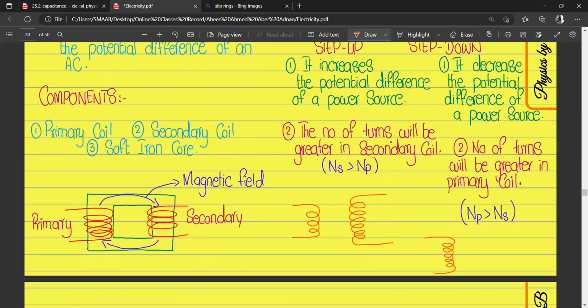Draw a greater number of turns as compared to the secondary, right? So this is the function of a transformer, to increase or decrease the value of the voltage or the power source that is going to be transferred from primary to secondary coil, right? Any confusion? No, it's clear. Okay.